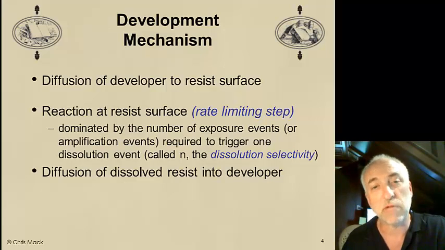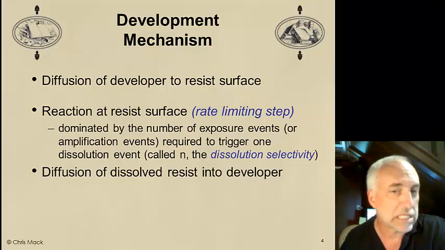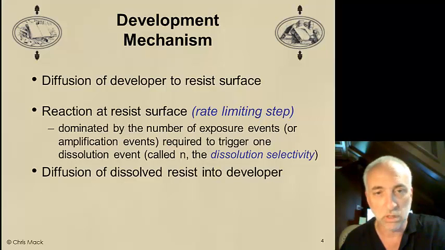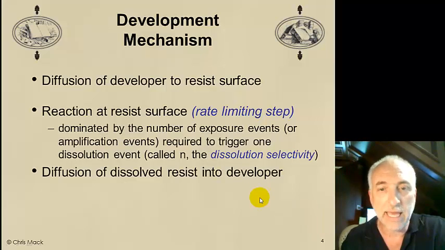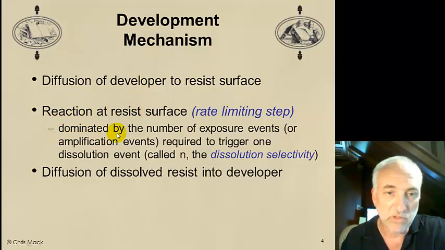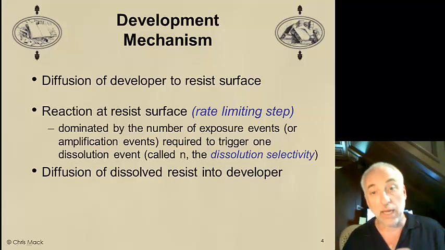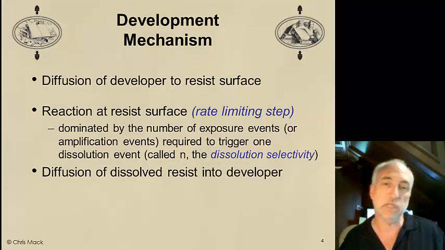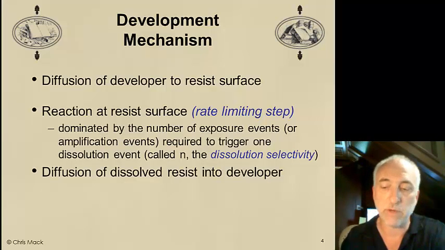But I'll assume that the reaction at the resist surface is the rate limiting step, so that the diffusion of dissolved resist into the developer won't have to matter at all. And we'll focus only on these first two steps. As we said, the reaction at the resist surface will be determined by the number of exposure events or amplification events required to trigger one dissolution event. That number, n, maybe it's 3, maybe it's 5, I'll call the dissolution selectivity parameter. It'll turn out to be the key parameter in our development model.